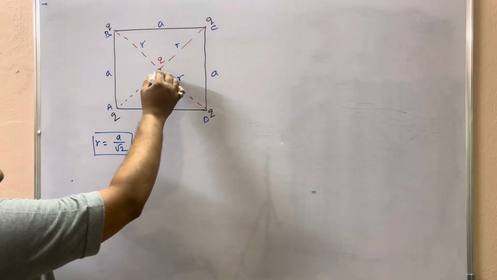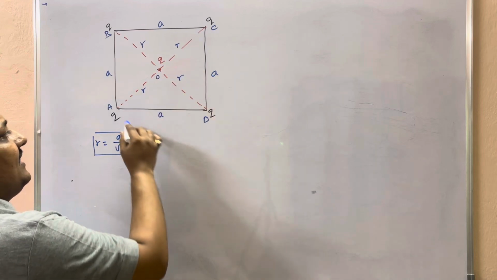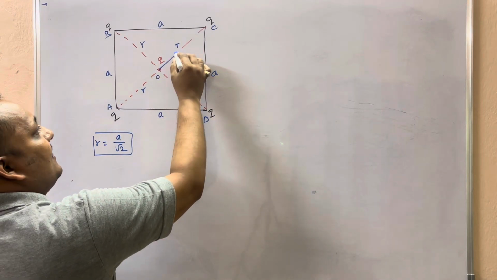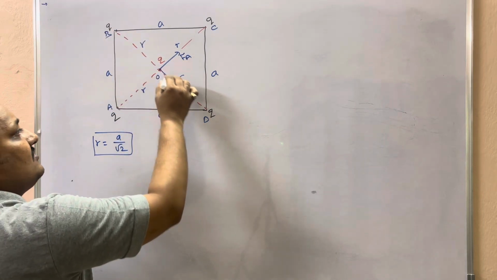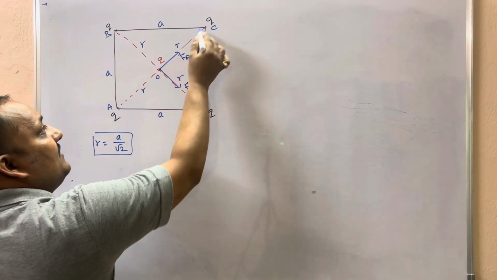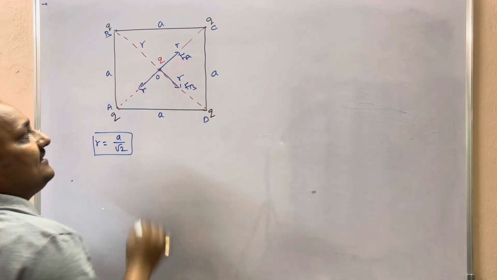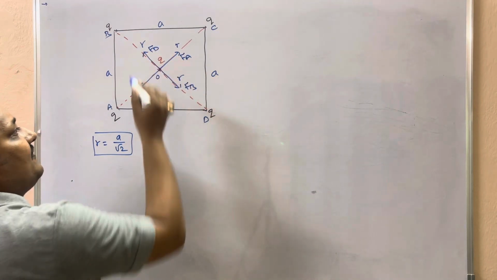Now if you place a positive charge here, is the force due to A repulsive or attractive? Force due to A will be repulsive, FA. Force due to B, that is also repulsive, FB. Force due to C, this Q will be repelled by C like this, FC. Force due to D, that is also repulsive, FD.